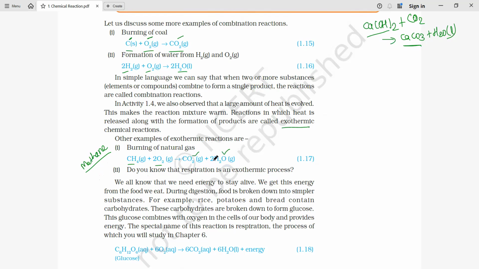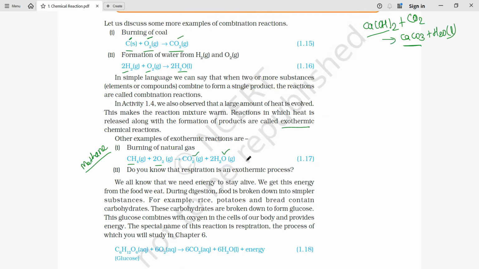And during respiration, whenever we inhale and exhale, heat is also produced during the exhale. So that is also an exothermic reaction. तो whenever मीथेन, क्या गैस है, एक फ्यूल है, ये जब बर्न होगा तो ऑटोमेटिक हीट प्रोड्यूस होगा जिससे खाना बनता है. तो that's why it is an example of an exothermic reaction.